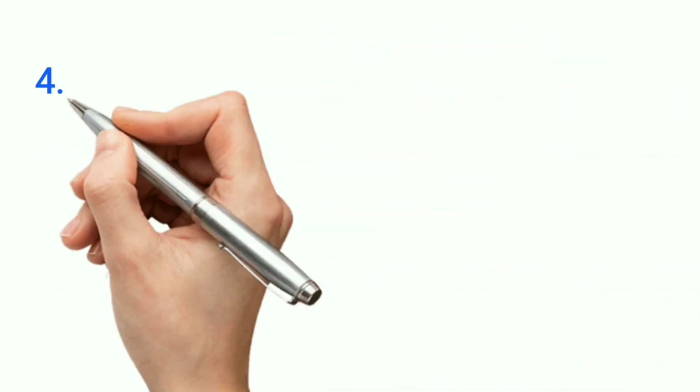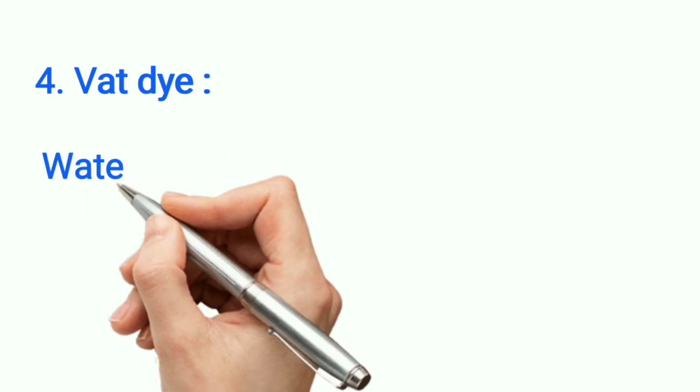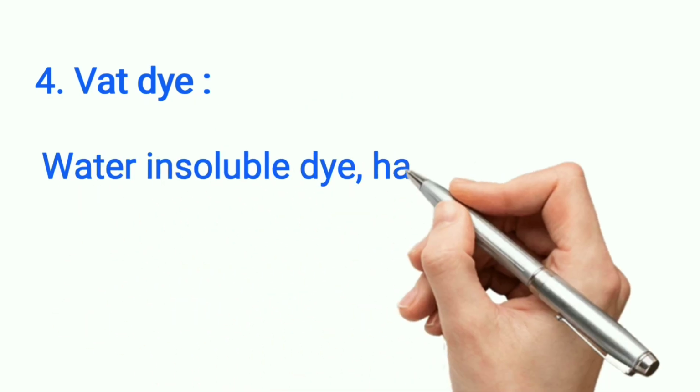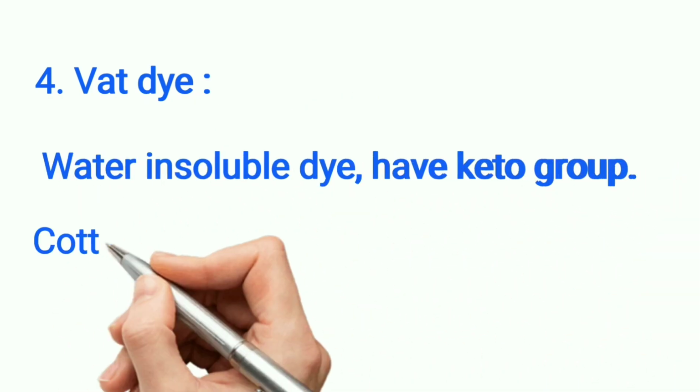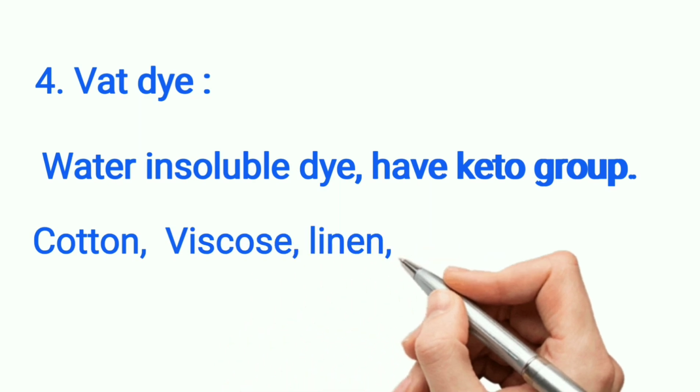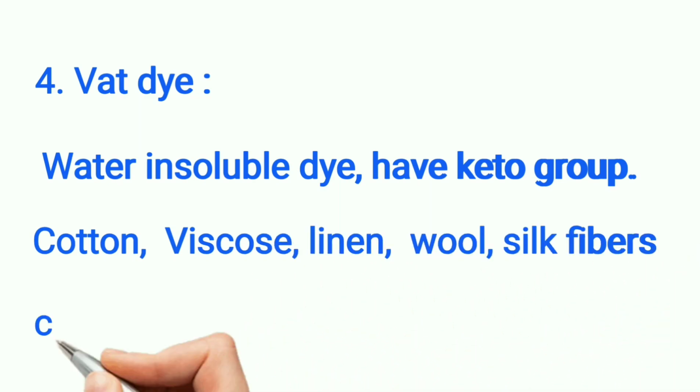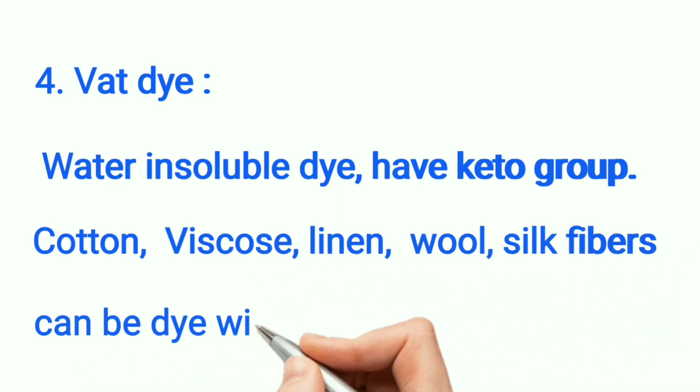Four, vat dye. A water insoluble dye that has a keto group. Cotton, viscose, linen, wool, and silk fibers can be dyed with this dye.